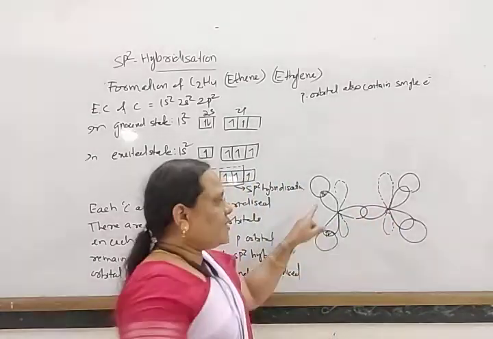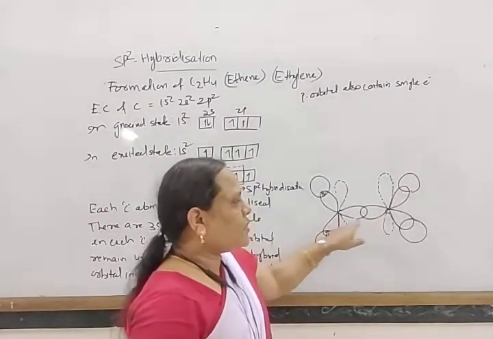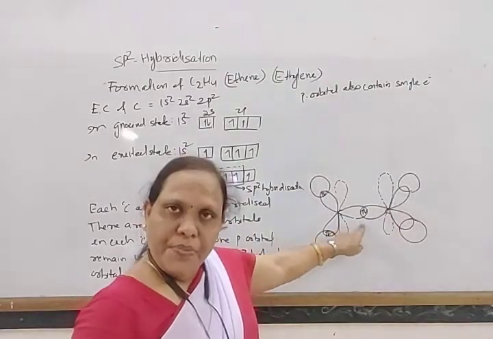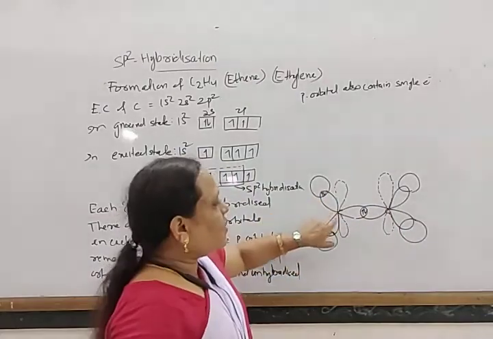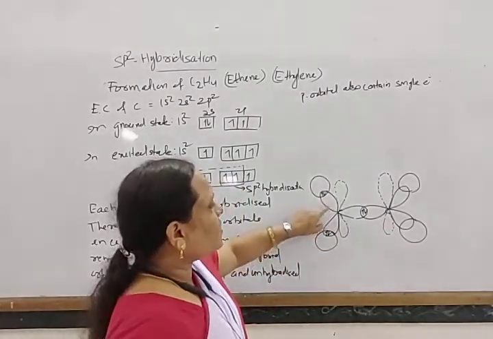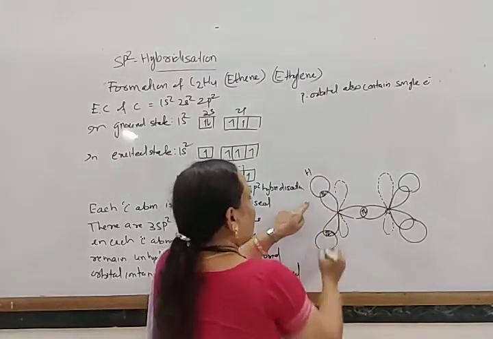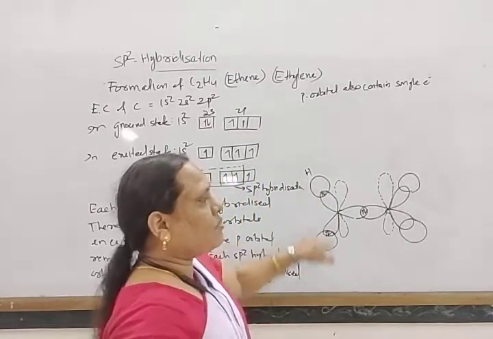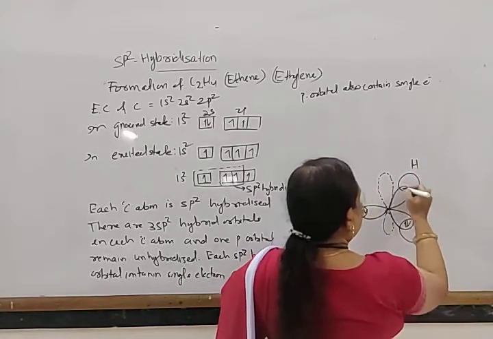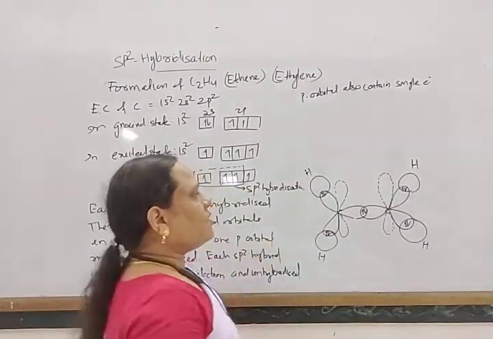Look here, this is an sp2 hybrid orbital, and this is an sp2 hybrid orbital. They overlap to form this sp2-sp2 sigma bond, and they have paired electrons. Now each carbon has two more sp2 hybrid orbitals. These two sp2 hybrid orbitals again overlap with the 1s orbital of hydrogen atoms to form sp2-s sigma bonds, and here also. Okay, in this way the bonds are formed.